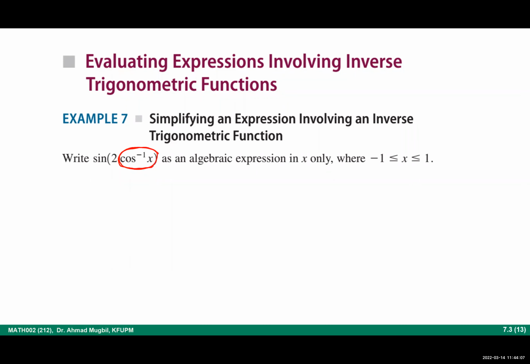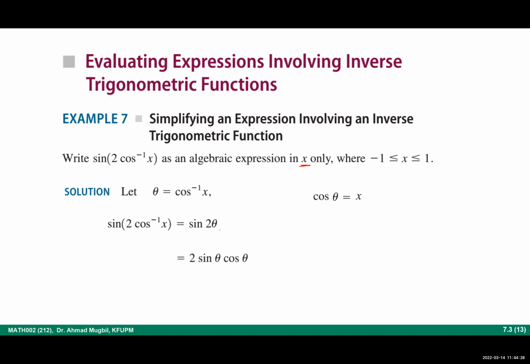We need to write sine 2 cosine inverse x as an algebraic expression of x. So what will we do? Sine 2 theta. What is theta? Theta is cosine inverse x. Now, what is cosine theta? Cosine theta is x, right? Sine 2 theta will be the double angle for sine, so it's 2 sine theta cosine theta. Cosine theta is x, and you can draw a triangle.